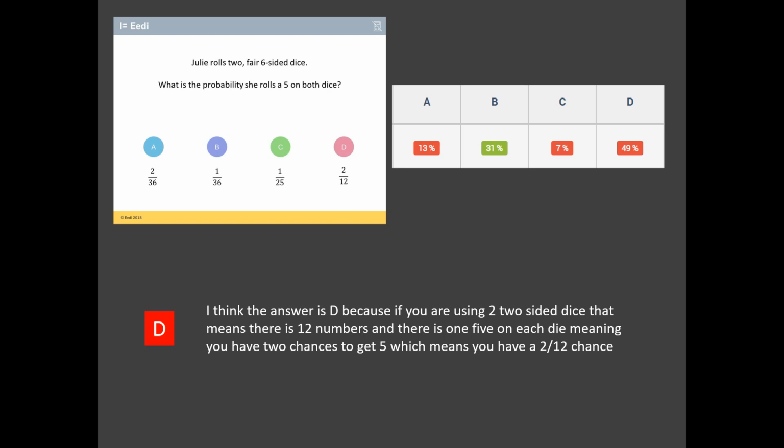So you need to think, how would you help that child? How would you help that student who's struggling with that and show them that that can't be the right answer and that B is the right answer? So have a think about that.